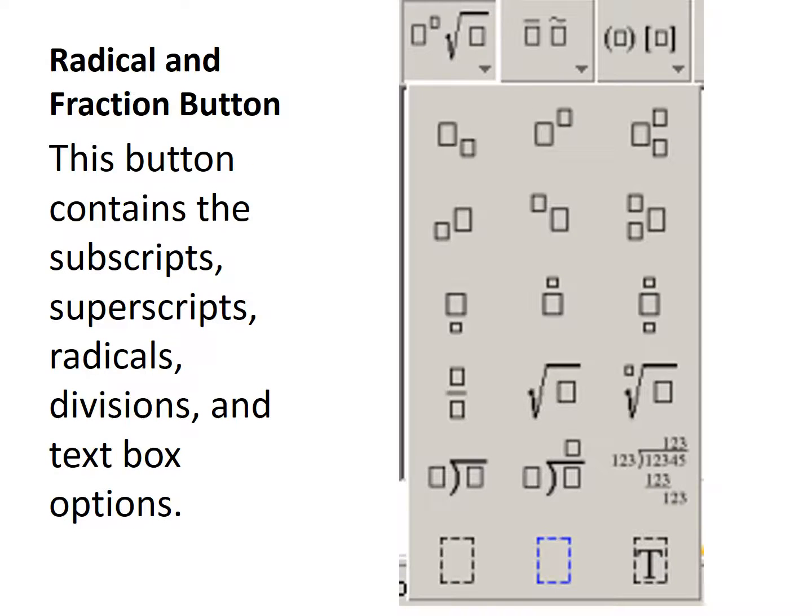The radical and fraction button. This button contains the subscripts, superscripts, radicals, divisions, and text box options, and they are presented here. This is very similar to the equation editor in Microsoft Word. It's not exactly the same, but it is similar as far as how you can select your options as well as typesetting.